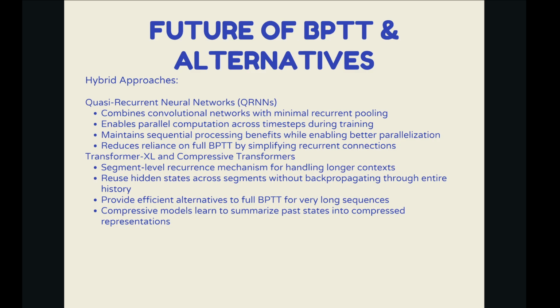And then finally, the hybrid approaches, which are quasi recurrent neural networks, which are basically a blend of convolutional networks with minimalist recurrent pooling, which enable parallel computation across time steps during training, and Transformer-XL and compressive transformers, which are types of transformers which implement segment level recurrence mechanisms that reuse hidden states across segments without backpropagating through the entire history.